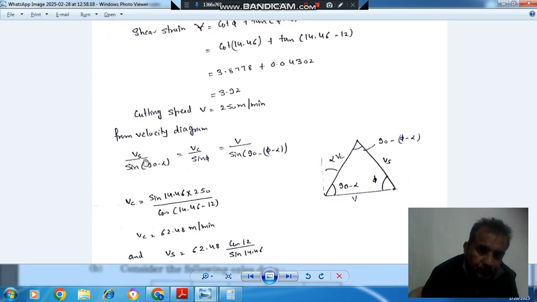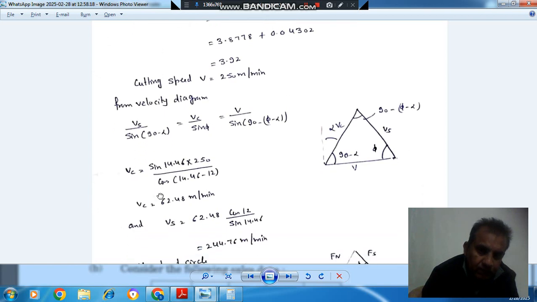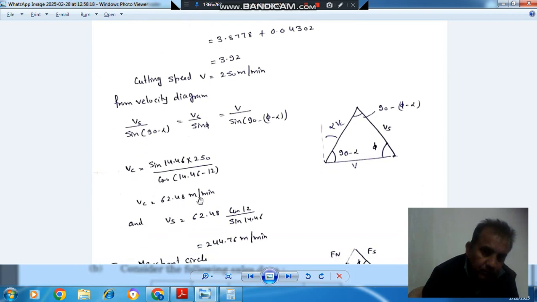So V is your 250 meter per minute, and sin 90 minus phi minus alpha will be cos phi minus alpha, and this is your sin phi. Vc is sin phi will come here. So Vc will come out as 62.48 meter per minute.